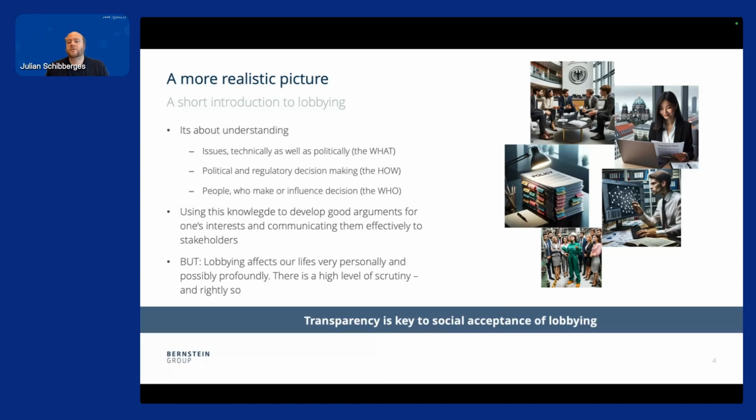So transparency is kind of the key to having social acceptance for lobbying, which in turn is also key to having functional democracies. So having more transparency in lobbying is really important.